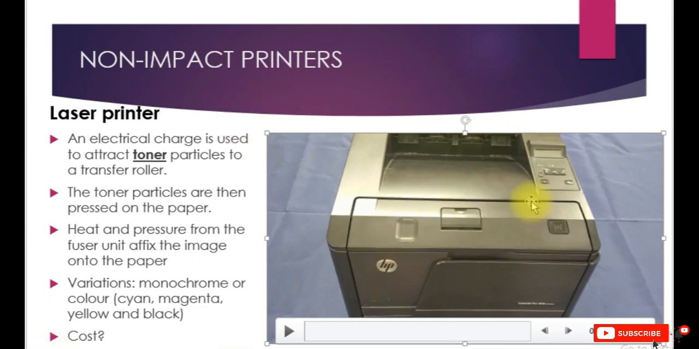The thing too is that if you are going to be working on the printer, you have to be very careful because it stores electrical charge, and you can actually be electrocuted. So you have to be very knowledgeable of the internal workings of the printer.